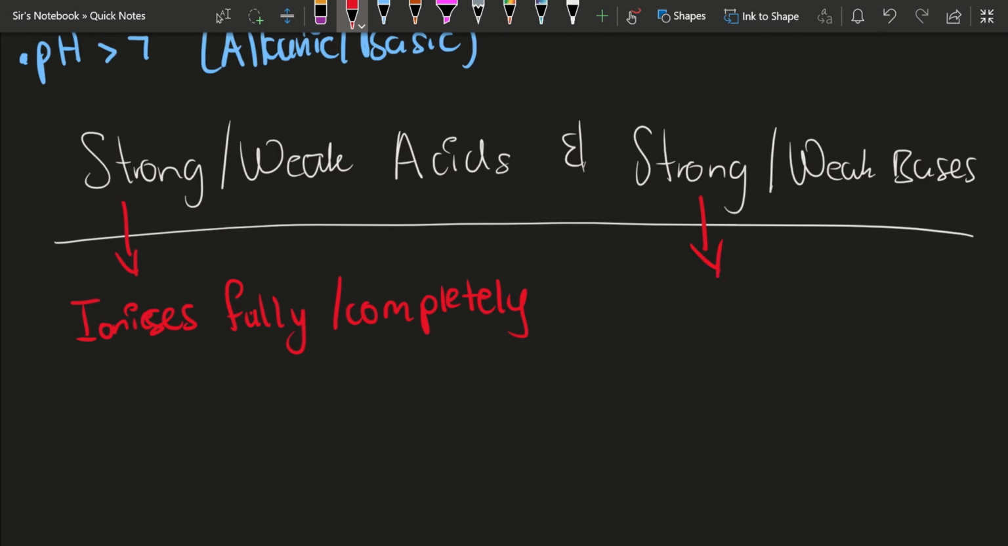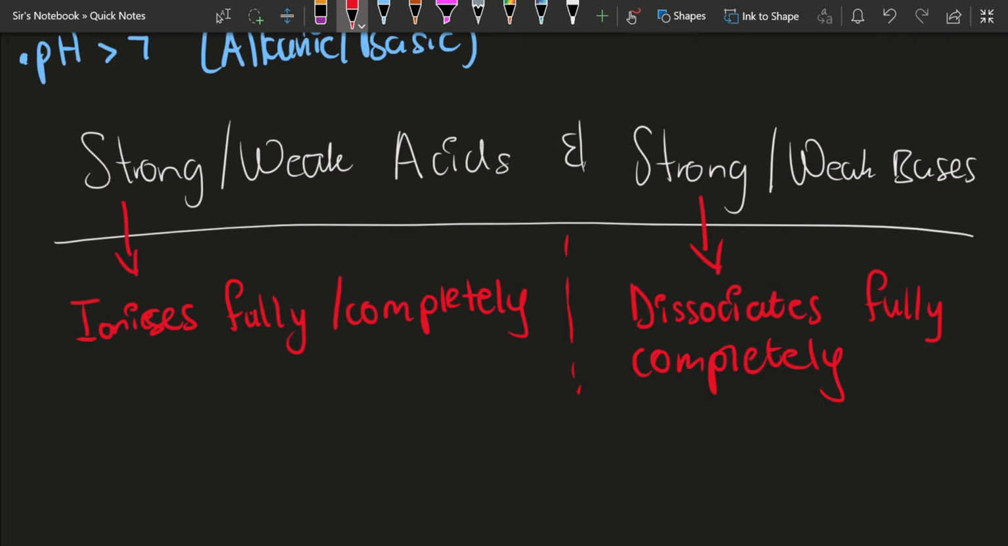Then a strong base is a substance that dissociates. Oof, that's very terrible handwriting. So a strong base is a substance that dissociates fully or completely, right? And then obviously, what would be a weak base? A weak base is a substance that does not dissociate fully.